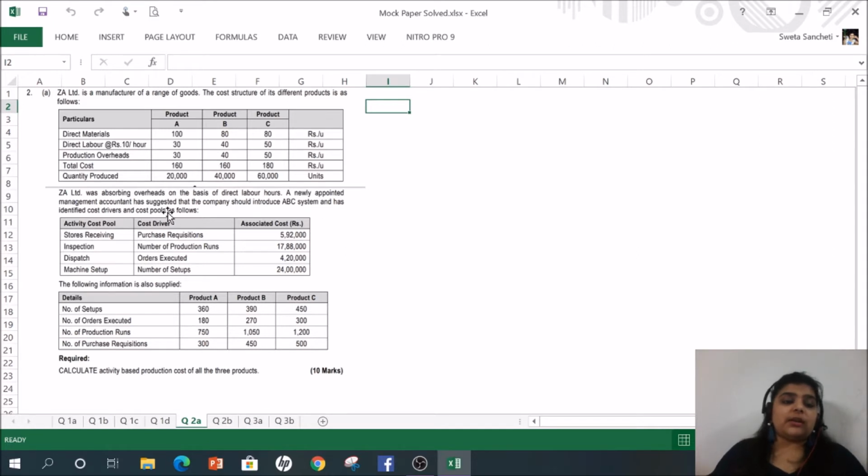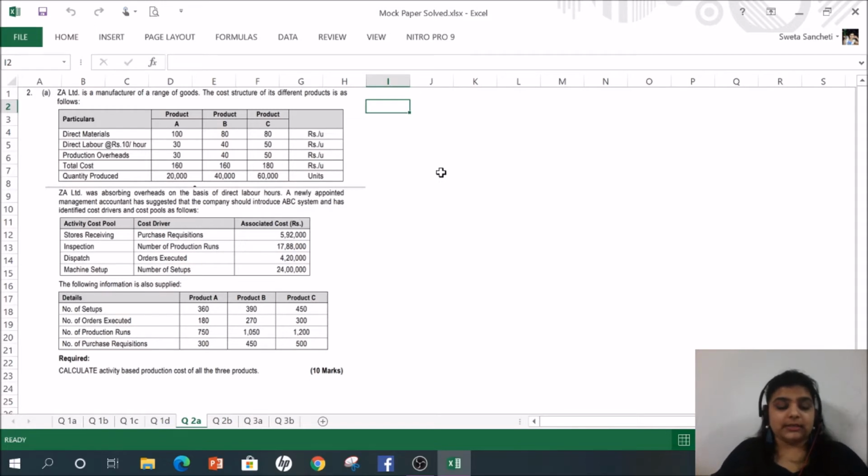A newly appointed management accountant has suggested that the company should introduce ABC system and has identified the cost drivers and cost pool as under. So there are 4 activities, that is stores receiving, inspection, dispatch and machine setup. These are the respective cost drivers and the associated cost. The following information is also supplied. They have given the number of setups, number of orders executed, number of production runs and number of purchase requisitions for product A, B and C. Calculate the activity based production cost for all the 3 products.